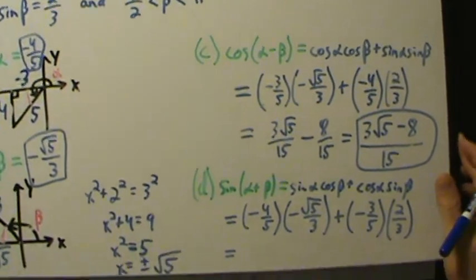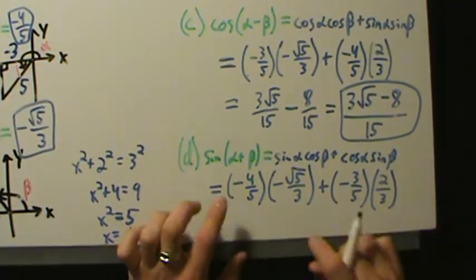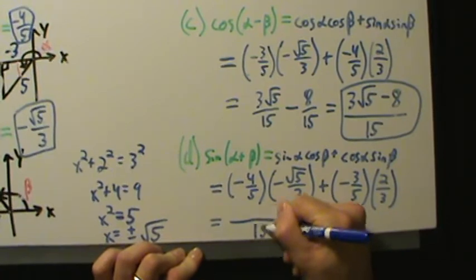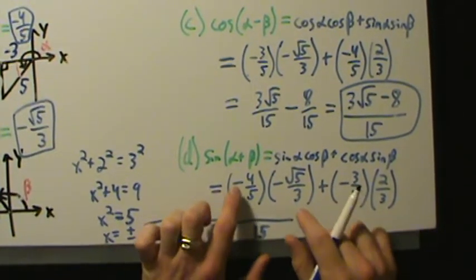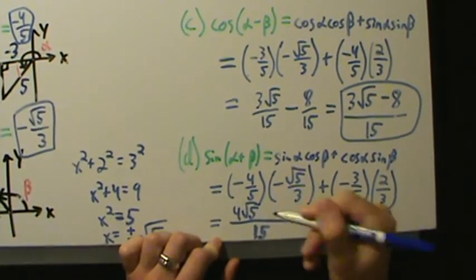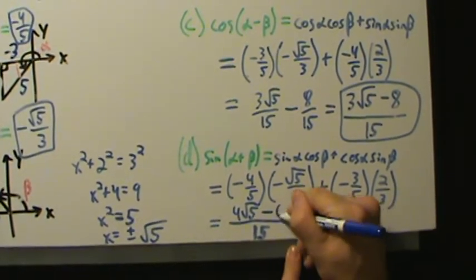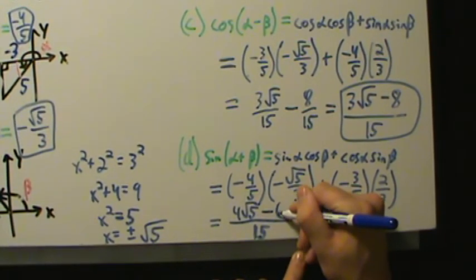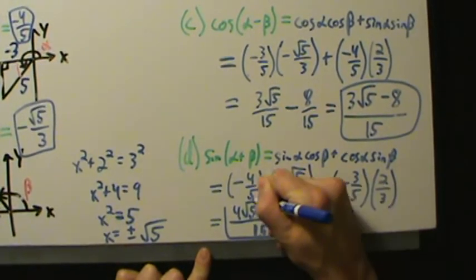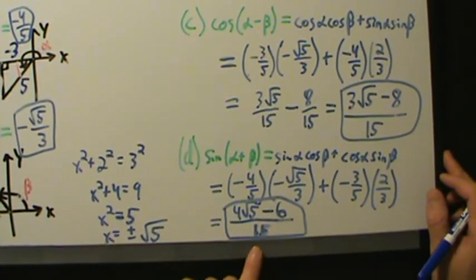Okay? And again, just like before, let's not cancel these 3's here. We'll leave everything as it is so that we have our common denominator, which is going to be 15 again, so we'll put everything over 15. Negative 4 times negative root 5 is positive 4 root 5, nothing else to be done there. And then this is going to be plus negative 3 times 2, so plus negative becomes minus 3 times 2 is 6. That's pretty much it. 4 root 5 minus 6, all divided by 15. And that's our answer for part D.